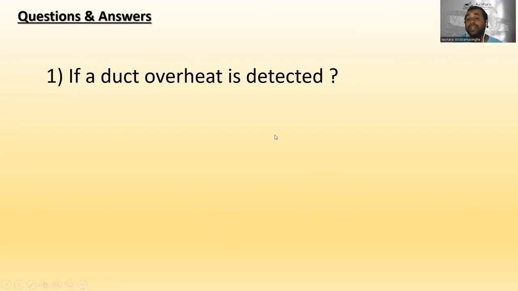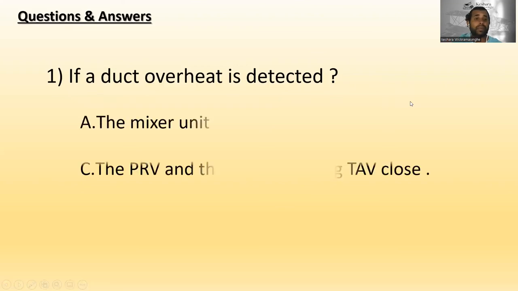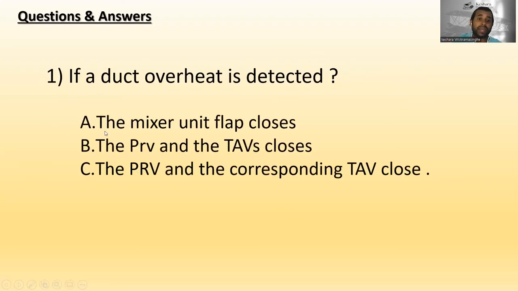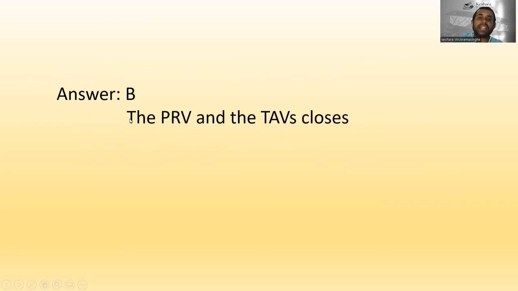So now we'll go to the question and answer. I will ask the first question. If a duct overheat is detected, answer A: the mixture unit flap closes; answer B: the PRV and the TAVs close; answer C: the PRV and the corresponding trim air valve close. So what should be the answer? Okay, I will give you some time. All right, so this is answer B, the PRV and the TAVs close.